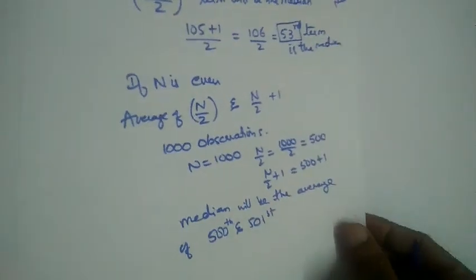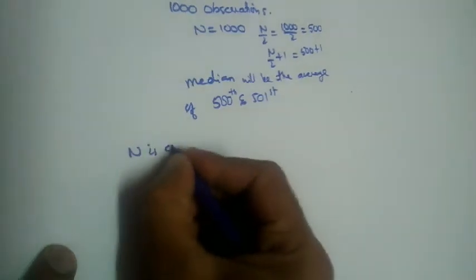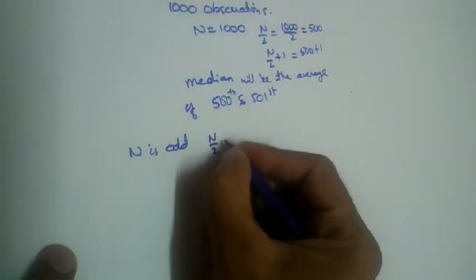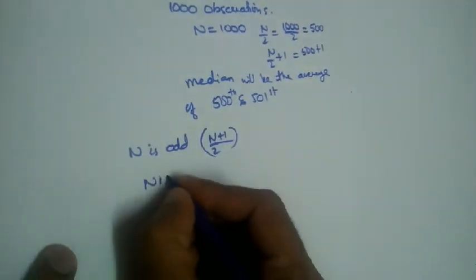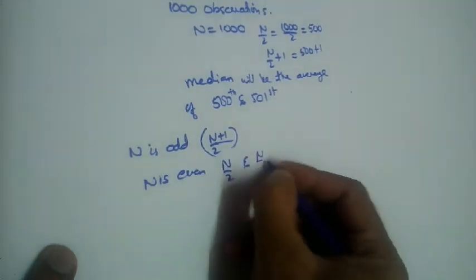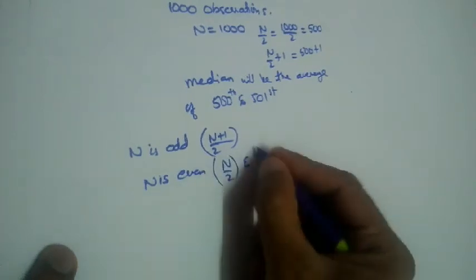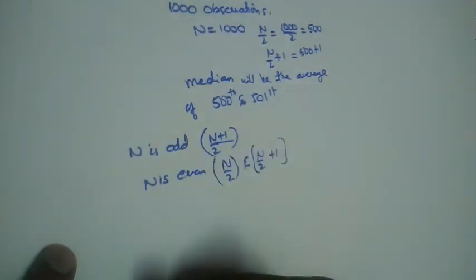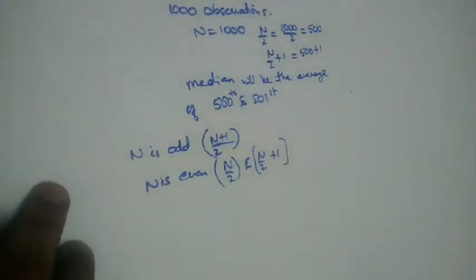So we have learned that if n is odd, the median will be the (n plus 1) by 2 th term. If n is even, the average of the (n by 2)th and (n by 2 plus 1)th terms will be the median. So I hope that is clear. Let us do one more problem.